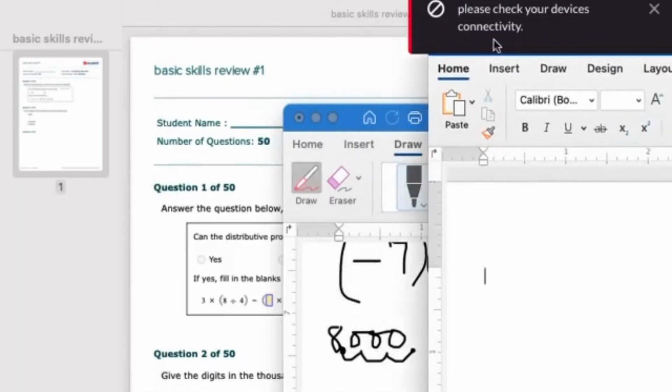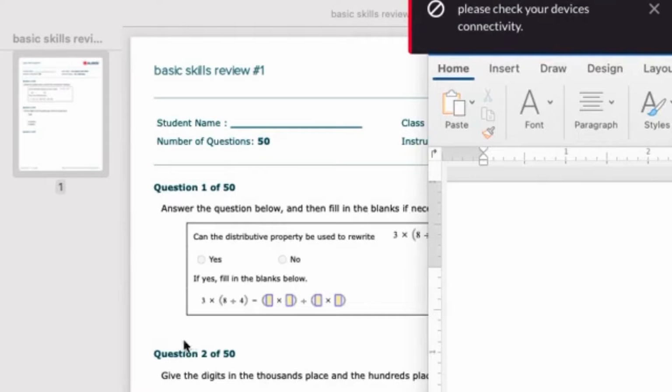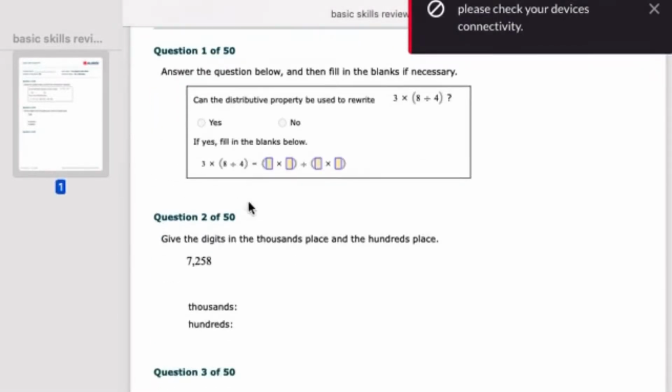Okay, so what we're going to do is I'm only going to work the ones that you will need some help on. So let's look at the first one. It says, answer the question below and then fill in the blanks if necessary. Can the distributive property be used to rewrite 3 times 8 divided by 4? Okay, and the answer is that we do not. So this is not distributive because we don't have addition or subtraction. Right. Okay, so we would say, no, this is not going to be written in that form. So we're going to say no. Click no. All right, everybody click no.